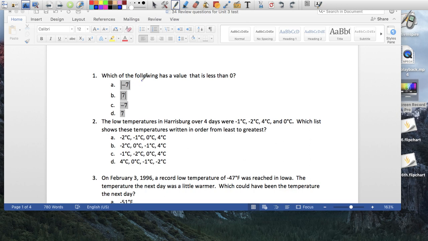Absolute value of -7 is 7. That is not less than 0. Absolute value of 7 is also 7. That is not less than 0. -7 is below 0. It's definitely a value less than 0, smaller than 0. This is just 7, so this is a no. This is a no. This is a no. Correct answer: -7.